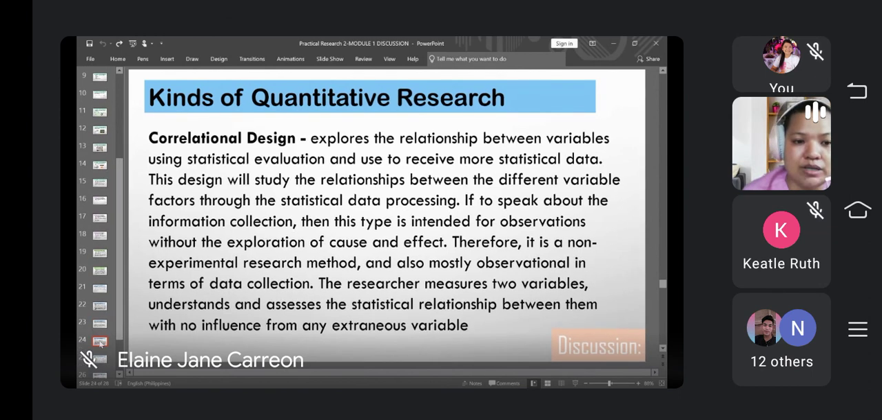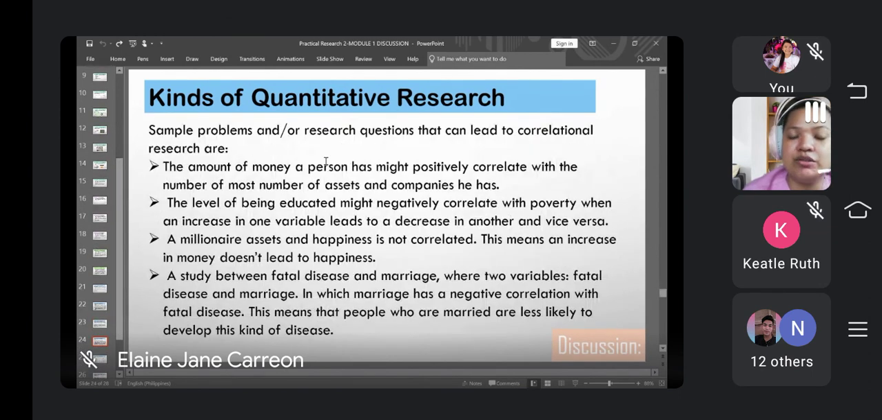Example natin yung amount of money a person has positively correlates to the approximate number of assets in the companies he has. Sabihin, yung pinakamayaman na tao sa isang kumpanya, ibig sabihin, pinakamarami yung kanyang share sa kumpanya. Naniniwala kayo doon? Oo naman, di ba? Kasi nga, ikaw yung pinakamayaman, ibig sabihin, ikaw may pinakamaraming share sa kumpanya. Next.